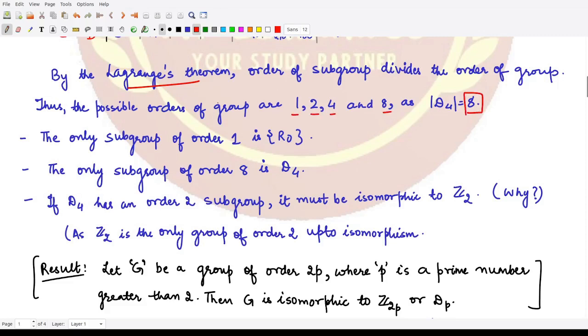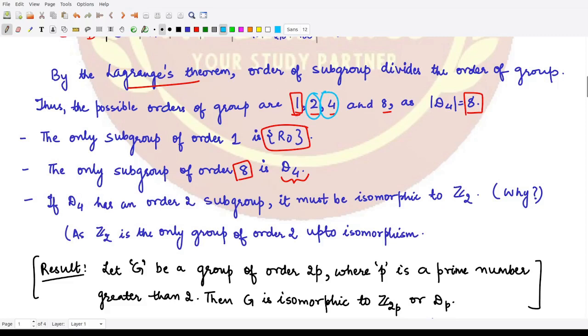So that means the possible subgroups of D4 would have order as either 1 or 2 or 4 or 8, right? You know what is the order 1 subgroup? It is just the identity. It just contains one element, which is the identity. So this is the trivial subgroup. Moreover, you know the only subgroup of order 8 is D4, the group itself, right? Now the remaining two, 2 and 4. Now let's discuss them.